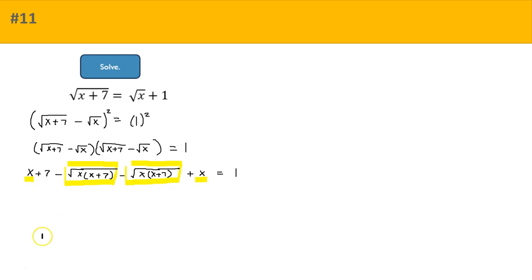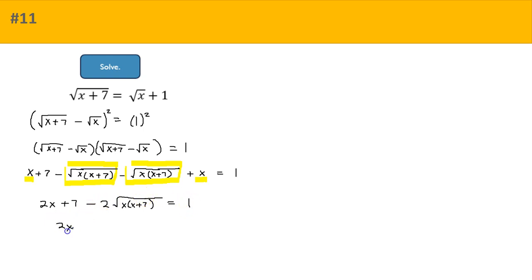All right, so we end up with x plus x. Let's get the pen tool. x plus x is 2x, plus 7. Then I'm going to combine these together. You get negative 2 square root of x times x plus 7, all equal to 1. So again, I'm going to take the negative 2 square root term and move it to the right side of our equation, while bringing the 1 and moving that over to the left side of the equation.